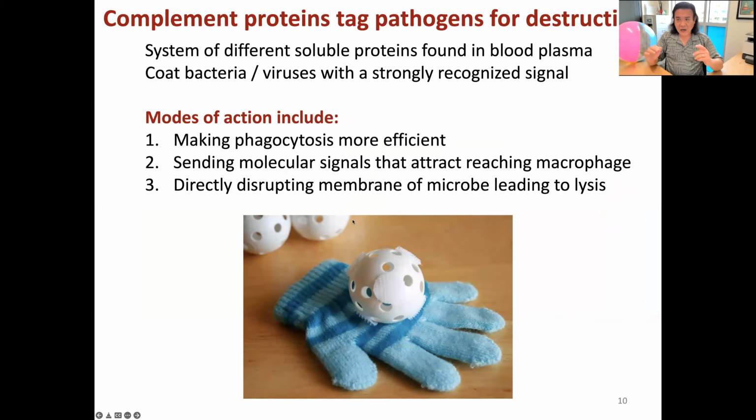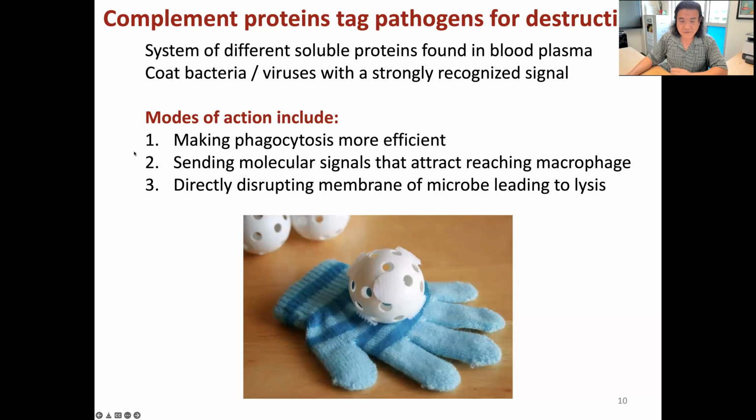Okay. So complement proteins tag pathogens for destruction. These complement proteins are a system of different soluble proteins that are found in your blood plasma. They're made by your liver. Your liver makes complement proteins, and then your blood is coursing, filled with these complement proteins, that then get into your tissues, and they're ready to attach to things like pathogens.